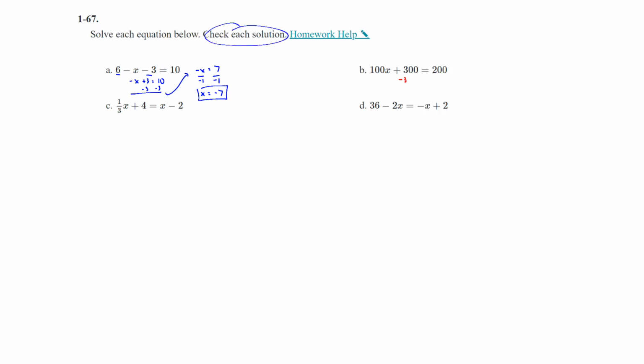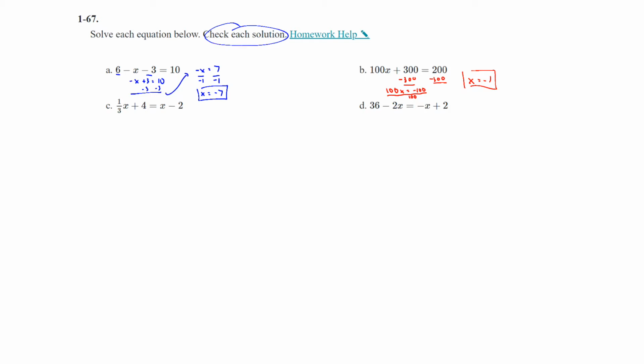On B, we can go ahead and subtract 300. That'll leave us with 100x is equal to negative 100. So if we divide by 100, we get x equals negative 1.